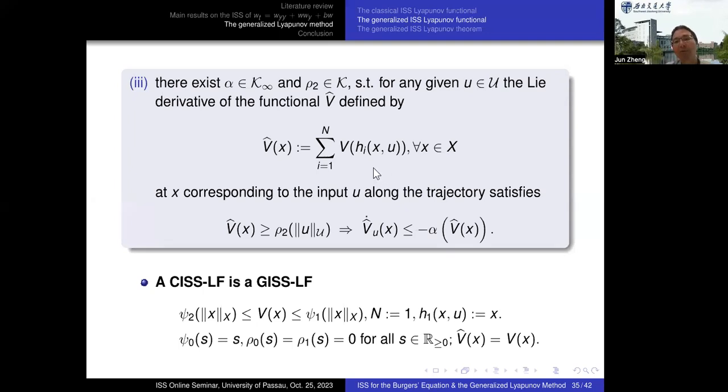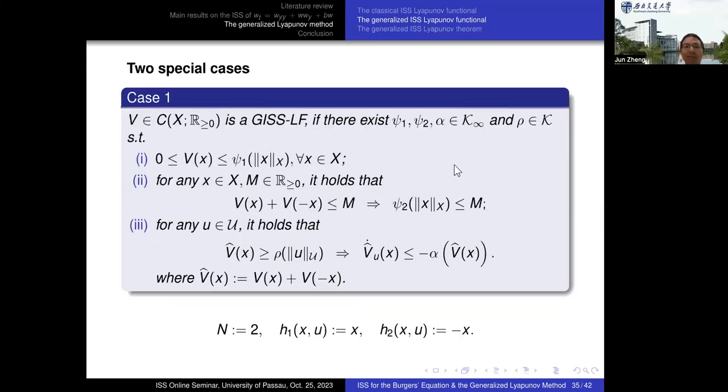Such kind of Lyapunov functional can be used for stability analysis for general control systems. Then I would like to show two special cases. One case is given by this.